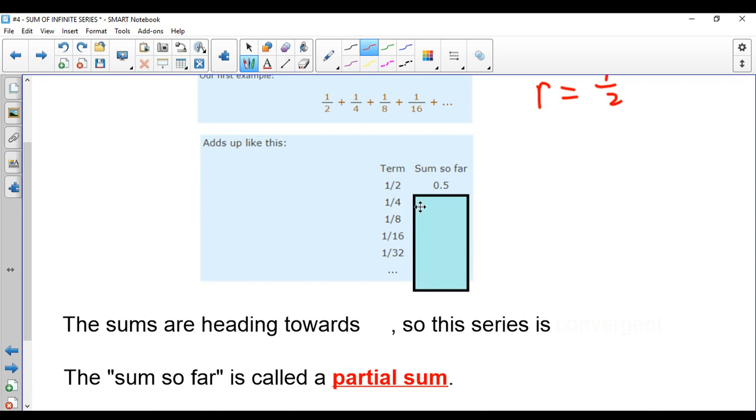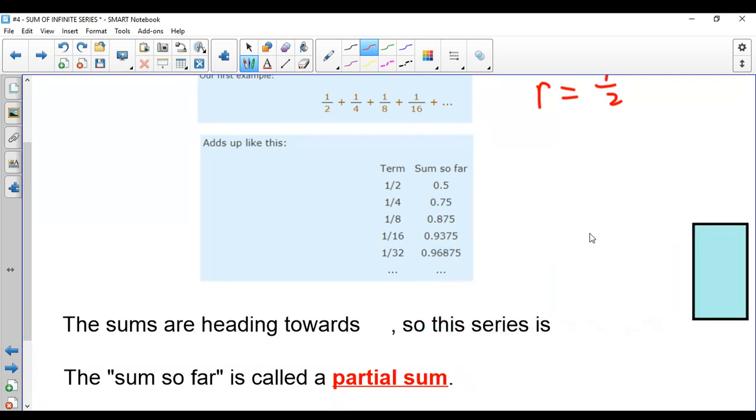It's not just a quarter, but we're going to add a quarter and a half. So when we do that, we get 0.75. And again, I did mention that with a square. Then I'm going to add an eighth to 0.75, and we get 0.875. Now we're going to add a 16th, and we get 0.9375. Then I'm going to add a 32nd, and I get 0.96875.